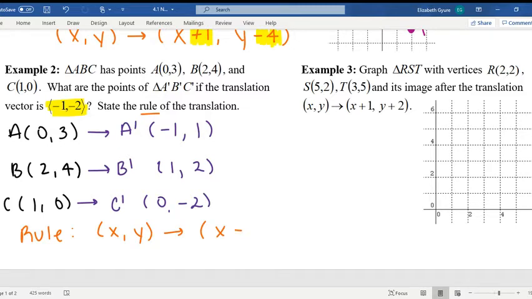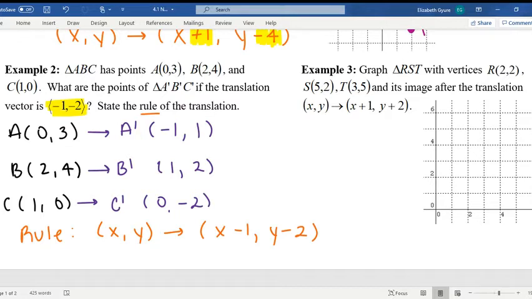-1. And then comma, put your y. Your vertical component was -2, so y is -2. Good. We okay so far? Okay.